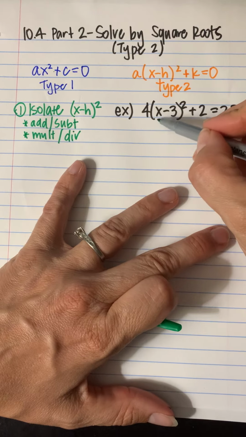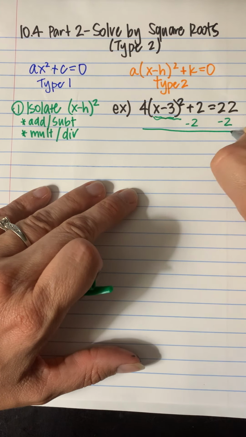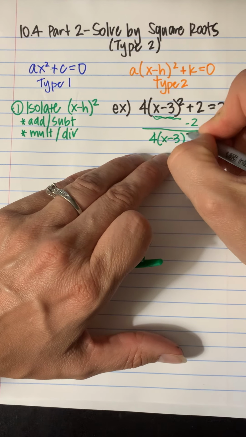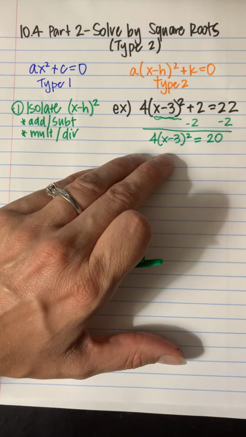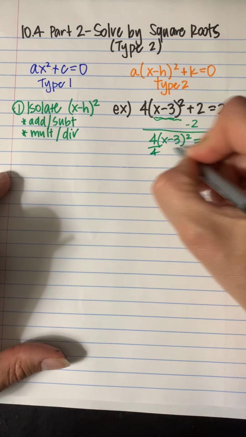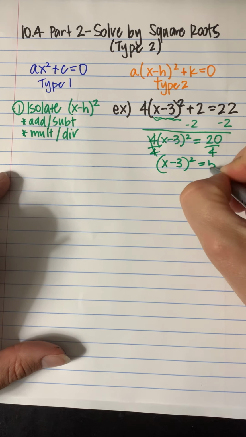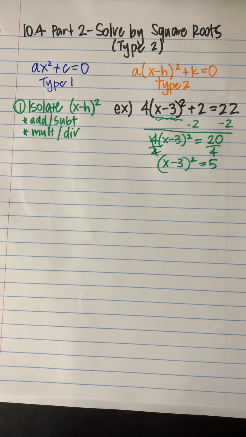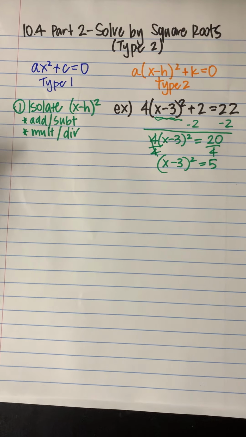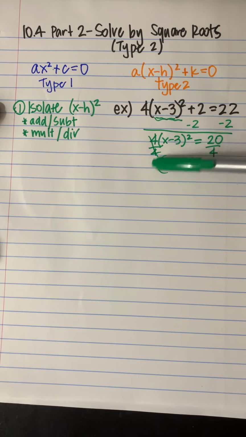So our first step is we want to get this alone. So I'm going to move this 2 away. That's 20. I want to get rid of this 4, so that's going to be 5. So that's step 1. Once I get to that point, now I'm ready to get rid of this thing being squared.